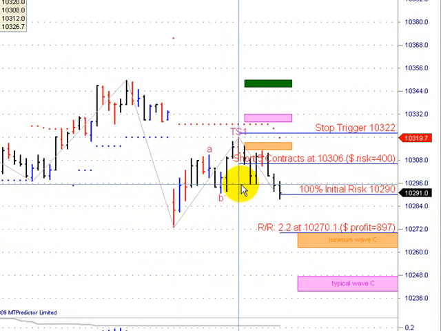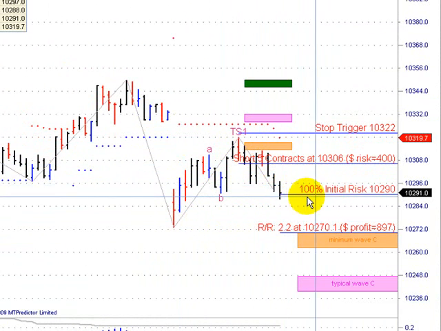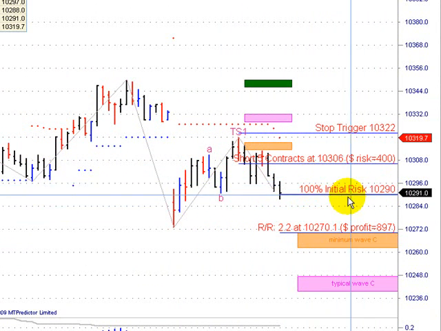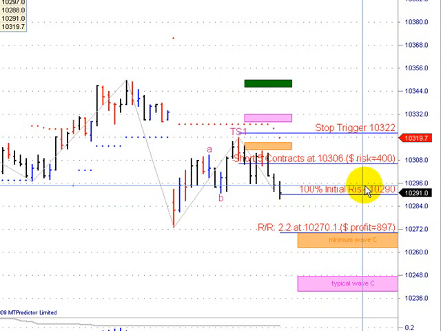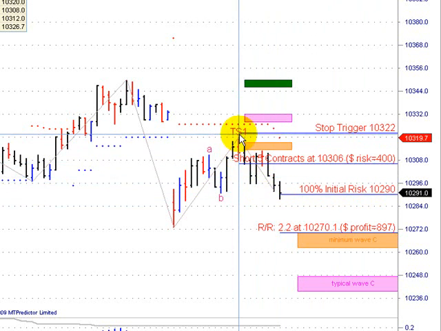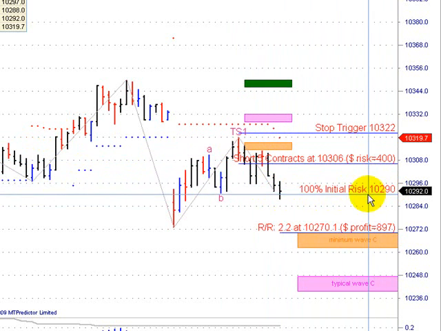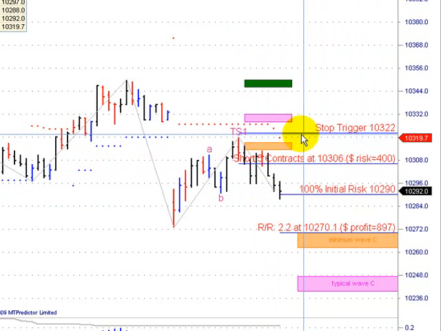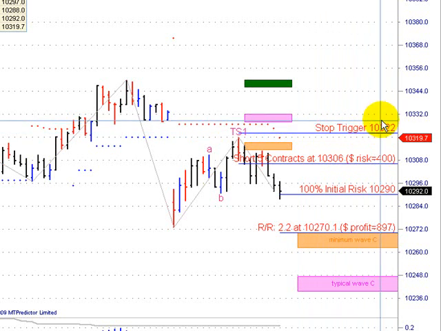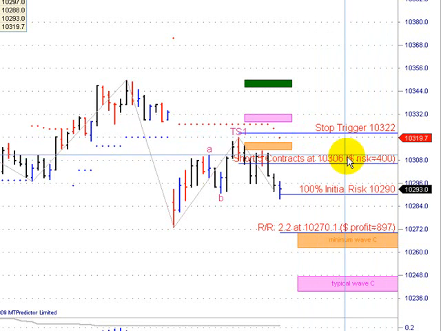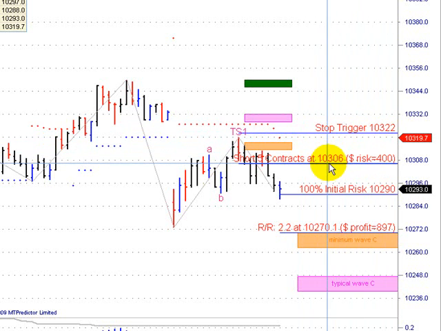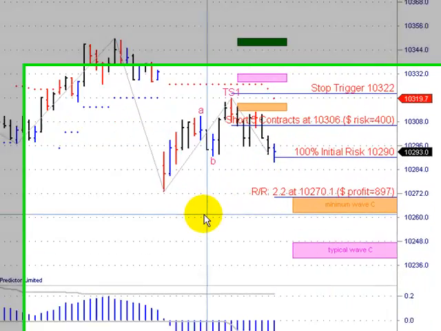What you want to do is, if you enter the trade, here's your 100% initial risk line. Now some of you may have a rule, no matter what trade you take, to move your stop to break even once the price comes down and hits your 100% initial risk line, in this case at 10,290. As you see, the price has come down to the 100% initial risk line, and for a counter trend trade, we recommend that you move your stop from 10,322 in this case to your entry down here at 306 or thereabouts. And then see if you can get to the target from there.